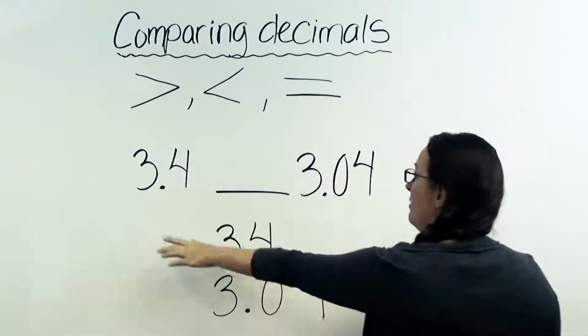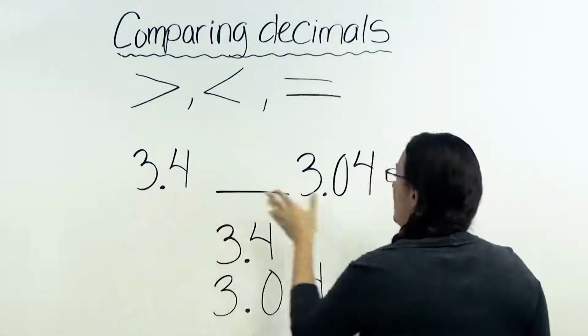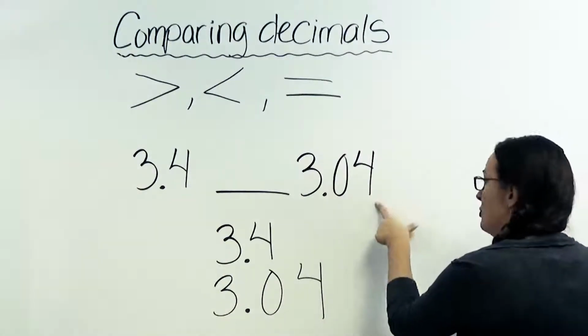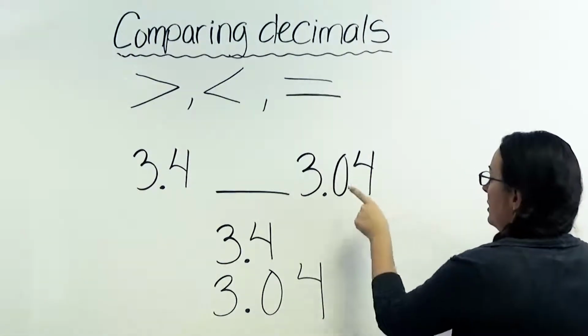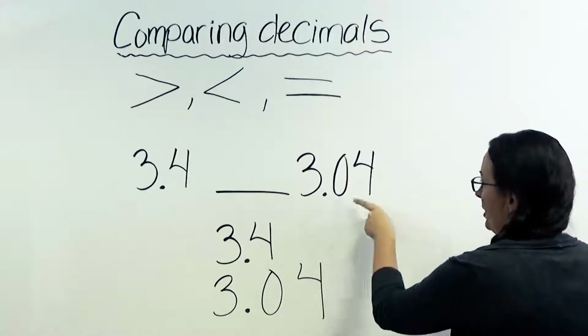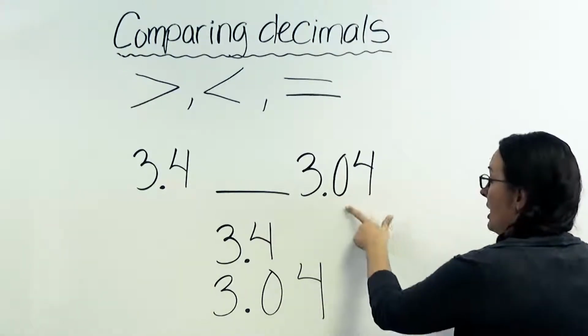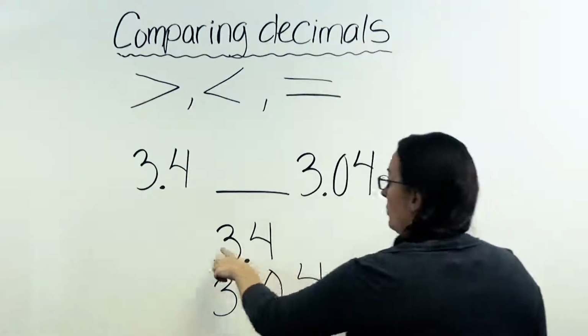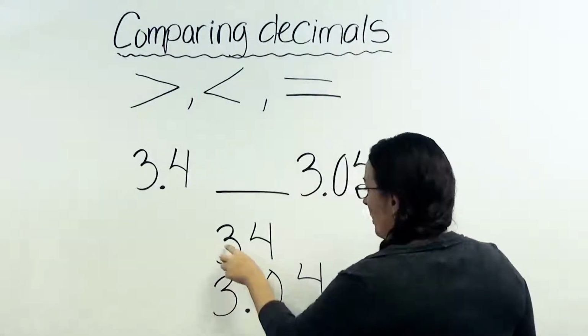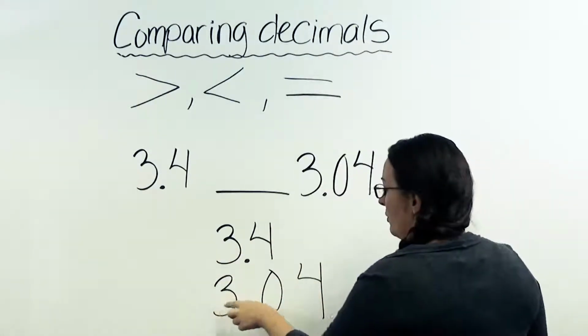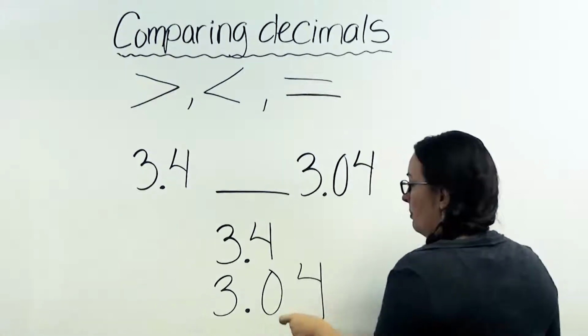So for example, we have 3 and 4/10, and then we have 3 and 4/100. Now, it is easy to look at this number and think that it's bigger because it has more digits, but that is not always the case. So when we line them up by their decimals, we have 3 and 4/10, and then we have the 3 and 4/100. We're going to look at the place value.